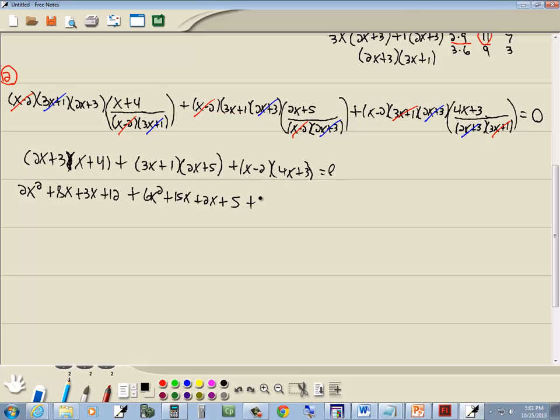Plus x times 4x is 4x squared. x times 3 is 3x. Negative 2 times 4x is negative 8x. And negative 2 times 3 is negative 6, equal to 0. I'm going to combine together some like terms. May not be able to do it all in one step on this, but we'll see. 2x squared plus 6x squared is 8x squared, plus 4x squared is 12x squared.